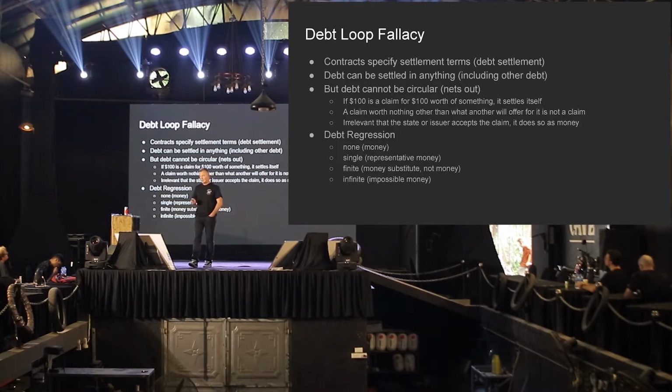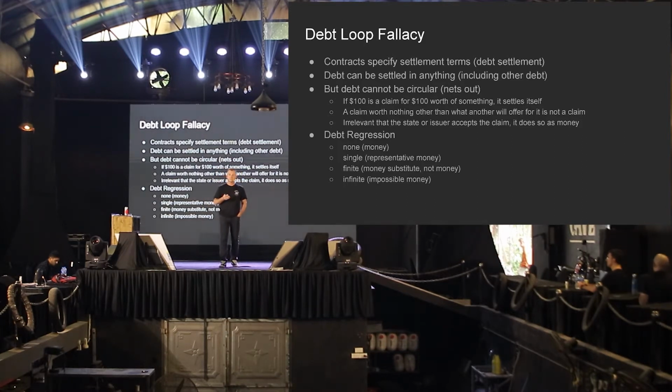If $100 is a claim for $100 worth of something, it settles itself. You already have it, because it is $100. It is the worth of something. So it doesn't really make any sense. It's kind of hard to explain. A claim worth nothing other than what another will offer for it is not a claim. So Bitcoin is only worth what somebody else will offer you for it. It's nobody's debt. And Matt made this point very clear. It's just dollars, just paper. That's it. It's not a claim on anyone.